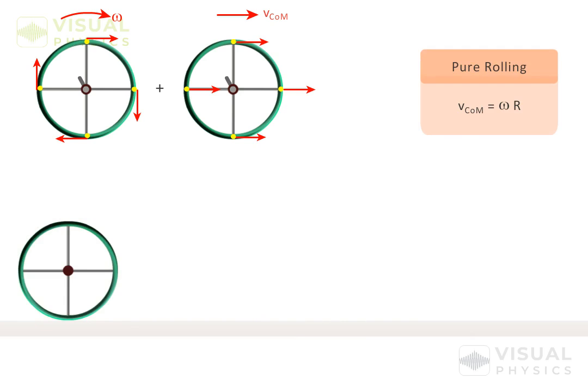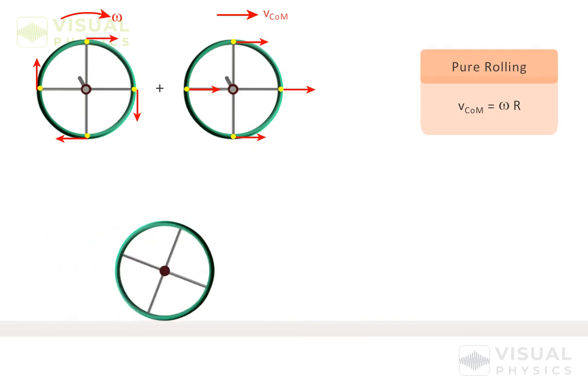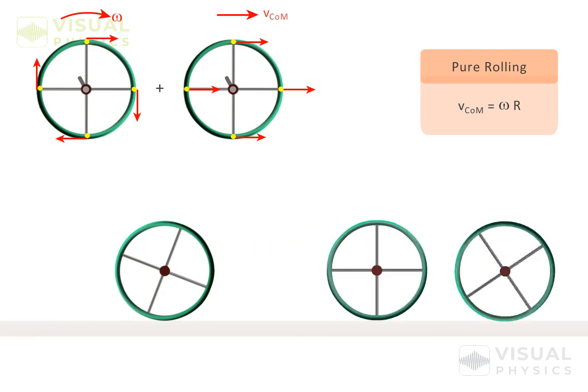We can infer the same by saying that as the object is not slipping over the surface like this or like this, then the relative velocity of this point with respect to the ground should be equal to 0. But doesn't it seem strange? How can a moving object be stationary at the point of contact?